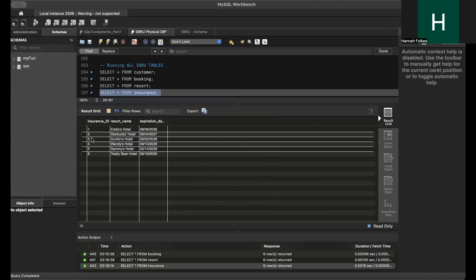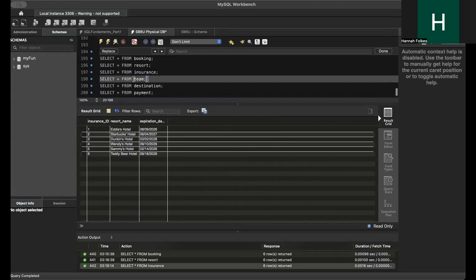So basically, when you look at the insurance table, you'll see the insurance ID number, and then the next column is the resort name, so the SBRU hotel. And then the next column, the most important one, is the expiration date. So it basically tells customers when our insurance plan for that hotel will expire. And SBRU is really good at renewing insurances, so there's no need to worry on that end.